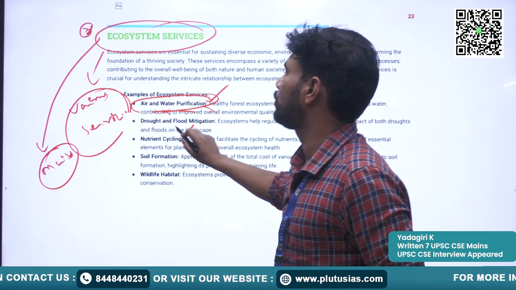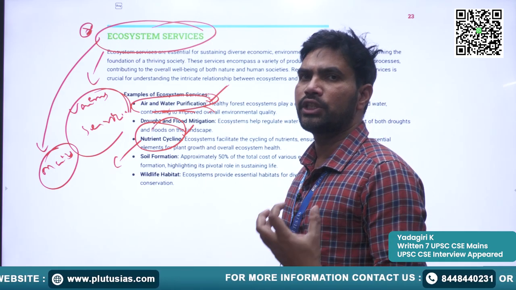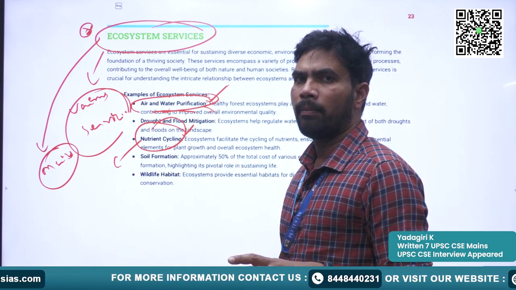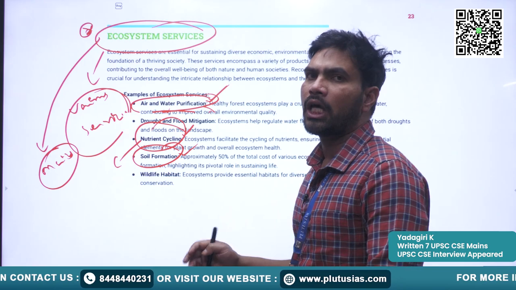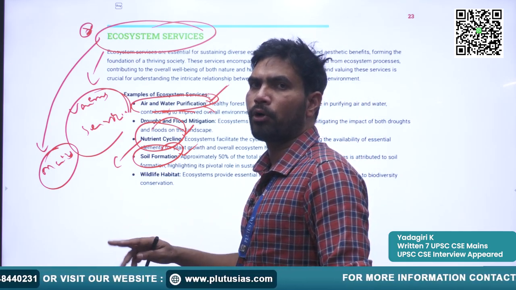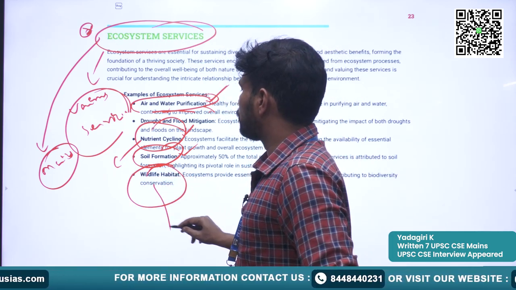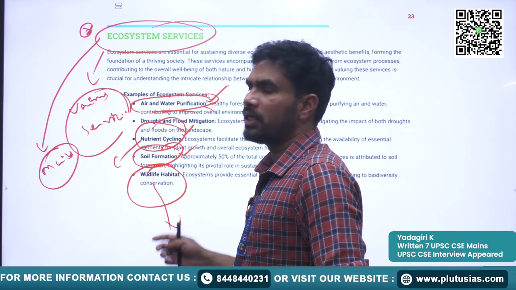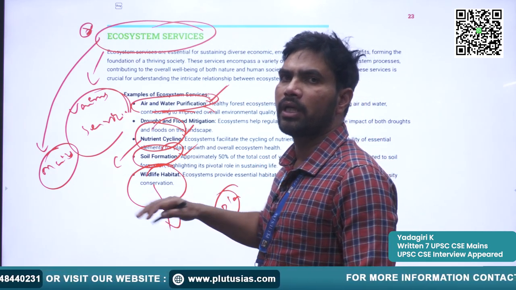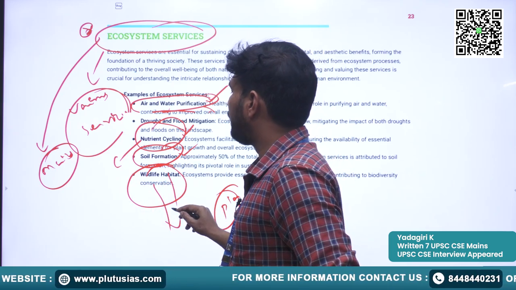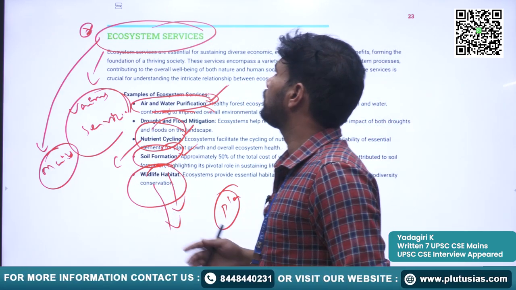Similarly, just now we have understood nutrient cycling. Through this nutrient cycling only, we are getting the essential components for survival of the biomass on the surface of the earth. Similarly, next service is soil formation. As we all know, the soil is formed through the process of natural activities happening in the environment. Similarly, wildlife habitat. Creation of wildlife habitat is done through the ecosystem services only. So plants will grow, the rivers will form, the grasslands will form. These act as the habitats for wild animals. So these are some of the services that are being provided by the ecosystems.